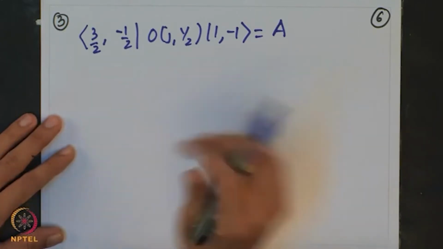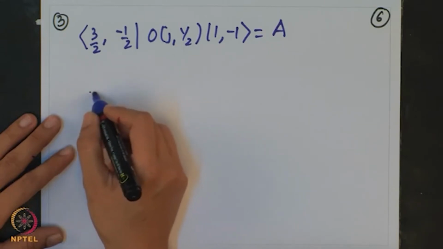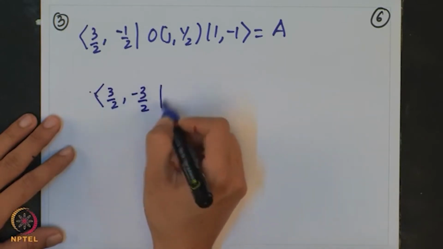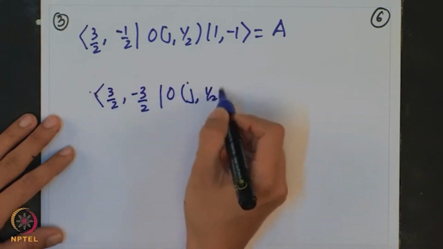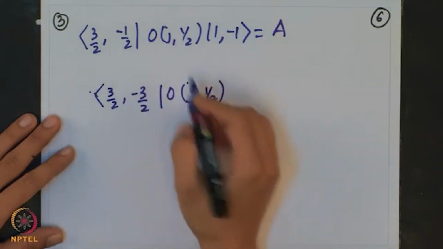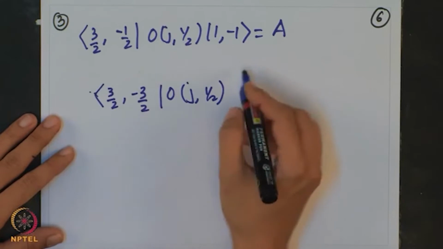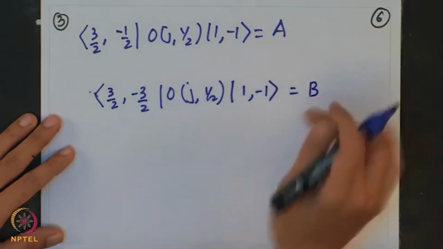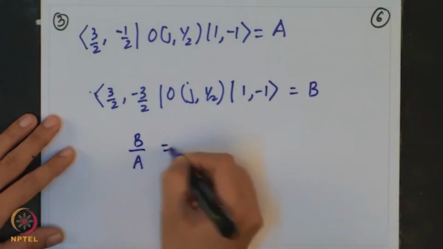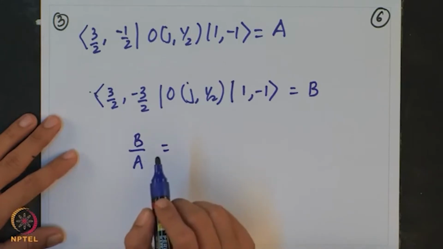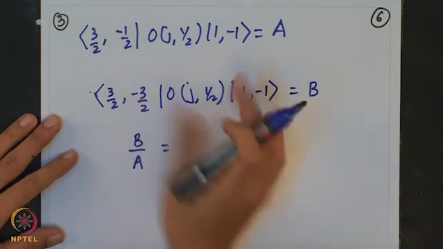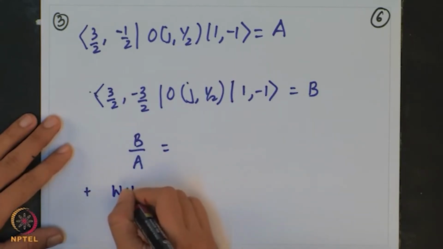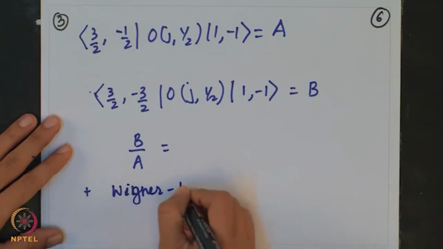You can evaluate that, and then you can call this quantity 3 by 2 minus 3 by 2 j half. The observable is the same, similar one, j half and j half. So, this will be 1 minus 1. You can call this B, take the ratio of B by A, and then evaluate this quantity. You can easily determine this quantity. You have to use the Wigner-Eckart theorem.